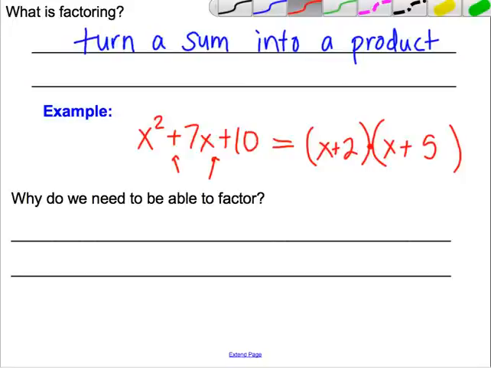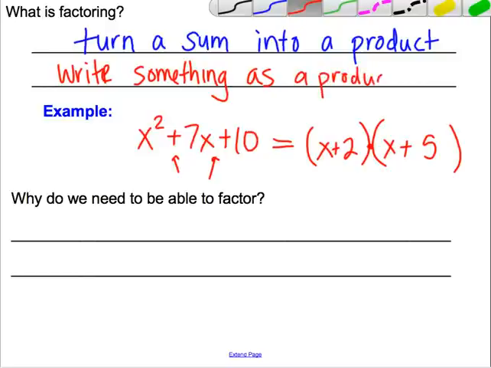Okay? So factoring is really writing something as a product. That's the official definition. Write something as a product. So that's how you originally learned factoring when you were a young child, when you were learning about multiplication. You rewrote things as products. That's what factoring means. In our terms, we're going to be talking about taking things that are sums and turning them into products. So why do we need to be able to factor?